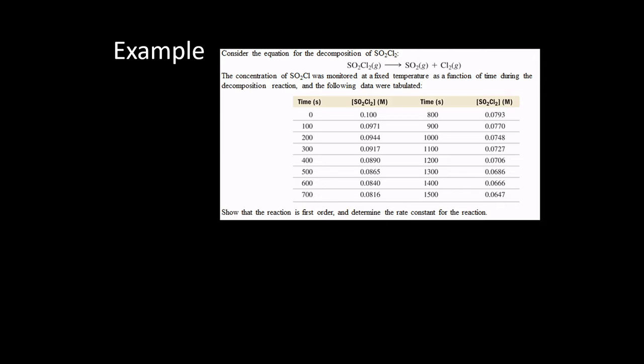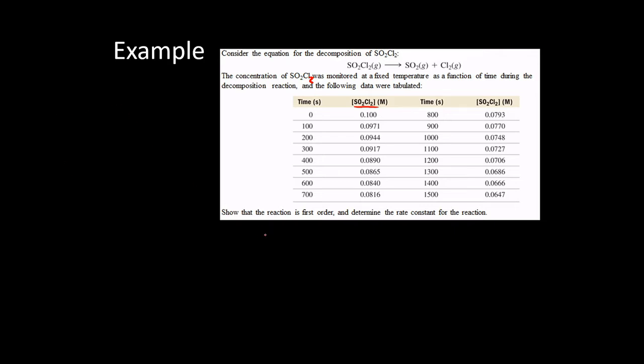This one is going to be a little bit more in depth because we actually have to make a graph for this one. So this says consider the equation for the decomposition of SO2Cl2. The concentration of SO2Cl2 is monitored. Actually, that's a typo there. It should say Cl2 because that is what we're monitoring. At a fixed temperature as a function of time during the decomposition reaction, the following data were tabulated. Show that the reaction is first order and determine the rate constant for the reaction.